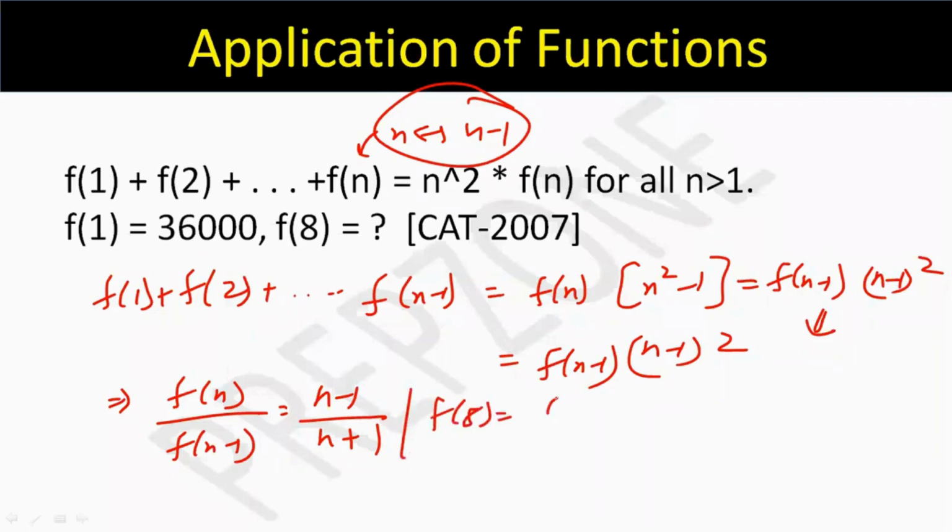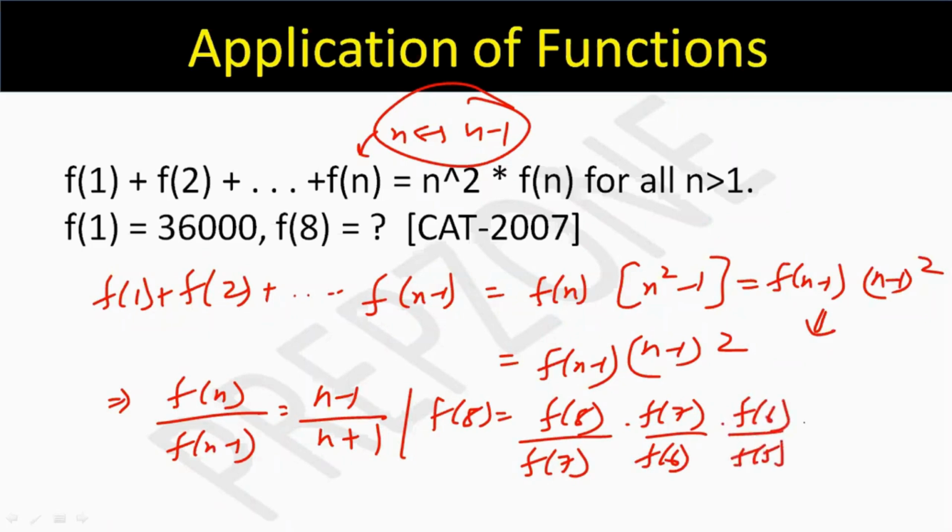So f of 8 is nothing but f8 by f7 into f7 by f6 into f6 by f5 till f2 by f1, right? तो देख लेते हैं एक बार, ये 7 कैंसिल हो जाएगा, 6 कैंसिल हो जाएगा, तो ये सारी terms कैंसिल हो जाएंगी ना। इतना ही होगा, और is there something else? f of 1 नीचे denominator में होगा, so it has to be multiplied by f of 1, right?